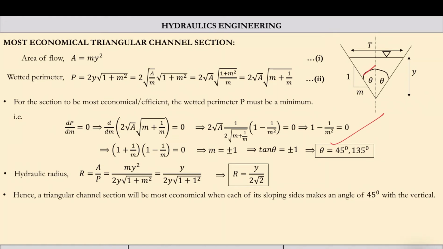That means this angle is 90 degree. Okay, because the apex angle is 2 theta, and 2 theta will be 45 into 2, that is 90 degree. The hydraulic radius will be A by P. Put all the values, you will get y by 2 root 2. So a triangular channel section will be most economical when each of its sloping sides makes 45 degree to the vertical. It can also be said that it makes 45 degree from the horizontal. It is one and the same thing. And hydraulic radius has to be y by 2 root 2.